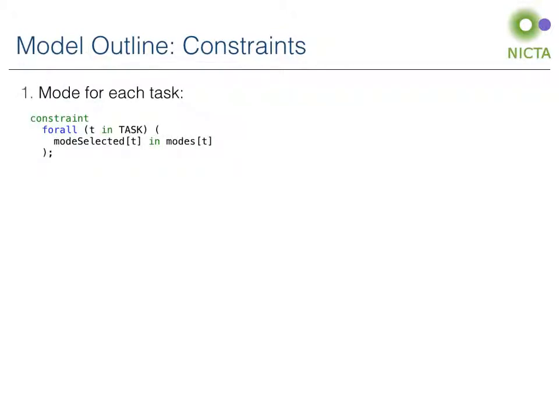The next step is to encode our constraints. For the next few slides, I will only show the code for the model with integer variables, as the code in the other model is fairly similar. So first we need to ensure that an allowed mode is chosen for each task, as shown by the constraint here. The value assigned as mode selected of each task is inside the set of modes of that task.